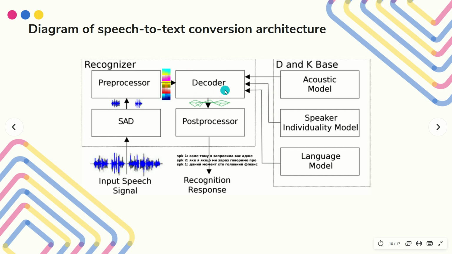It uses lots of knowledge from the acoustic model, speaker individual model, and language model. The decoder result is the network of prospective sequences of words. The post-processor makes the final decision proceeding from history and other integral information.